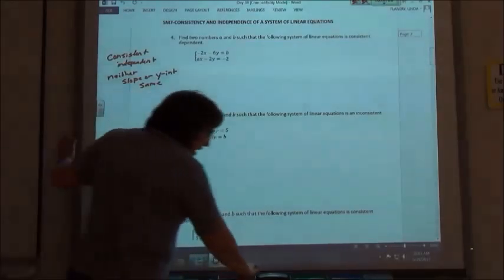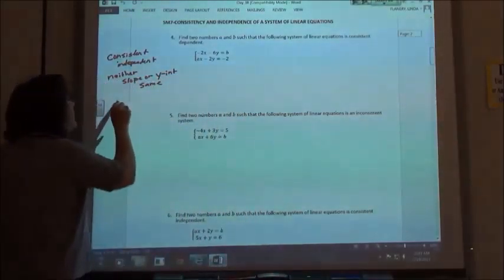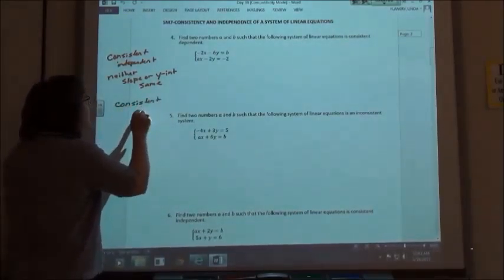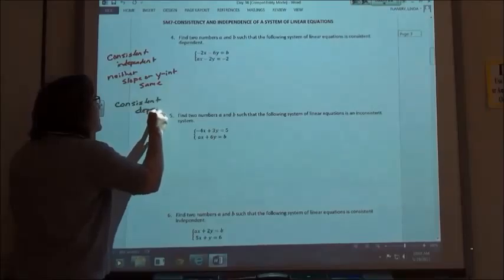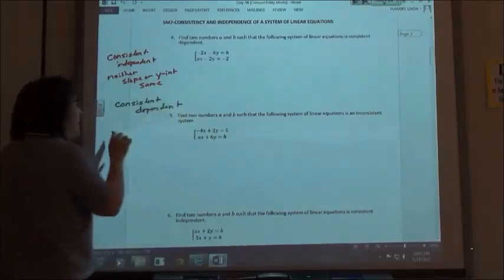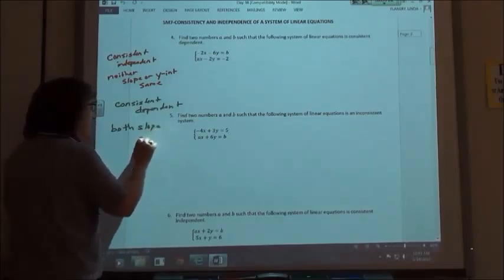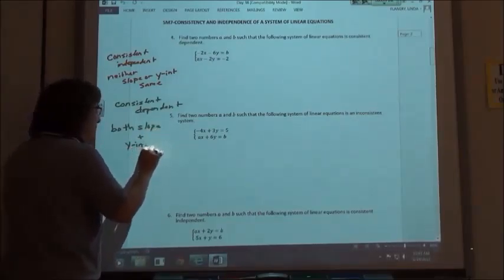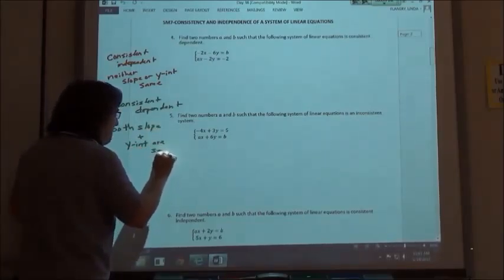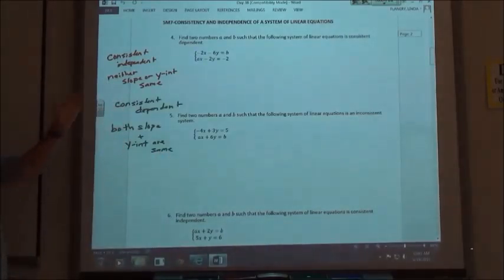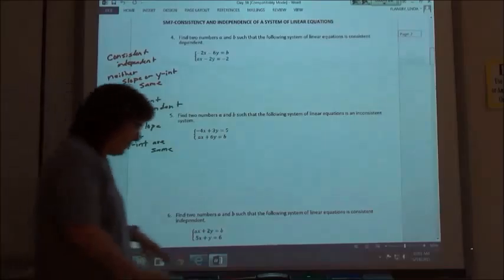If I'm going to have consistent dependent, then both the slope and the y-intercept are the same, because that's actually the same line, one line right on top of the other line.